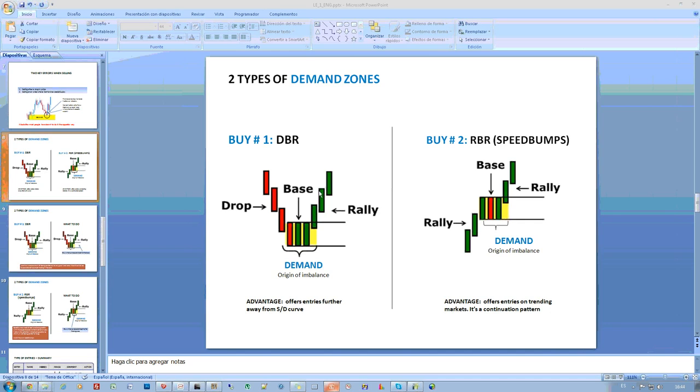So these are the two main types of levels that we have for the demand areas. For the supply areas, it is just the same. For the sake of simplicity, I'm just doing the demand zones. So we have these two.